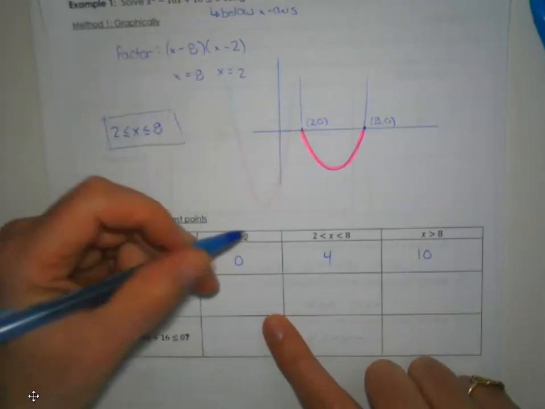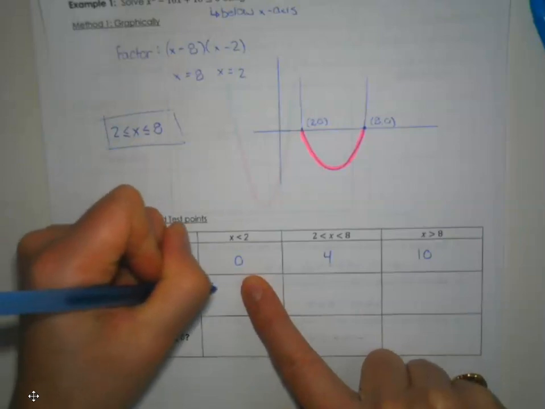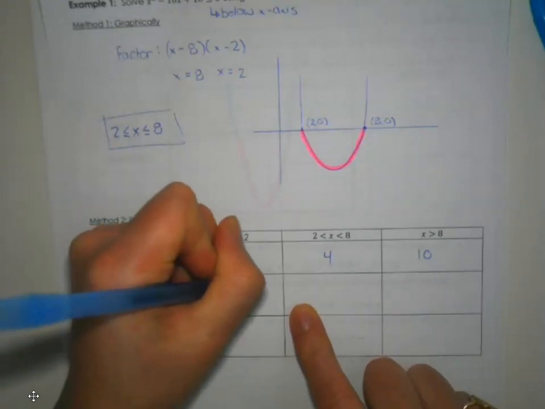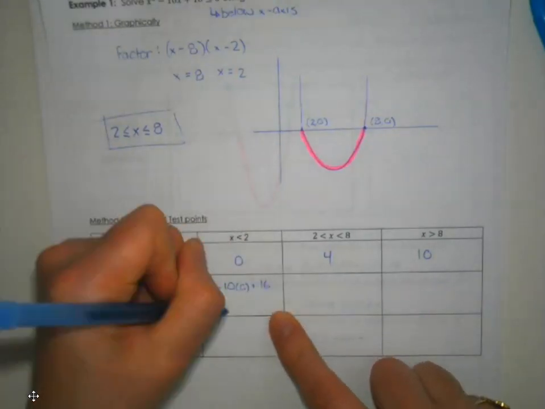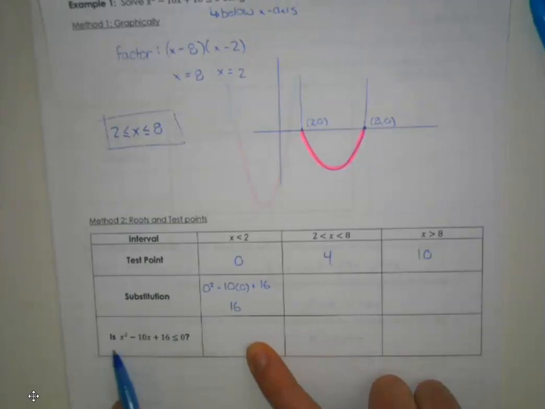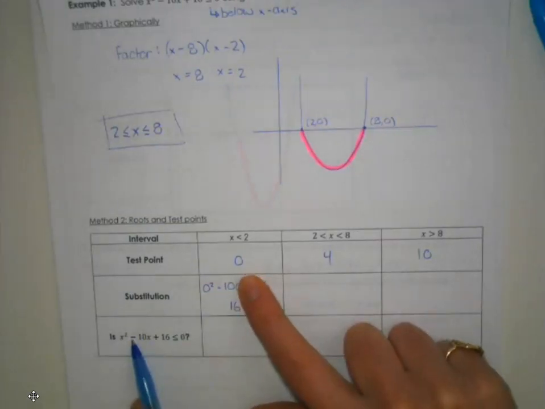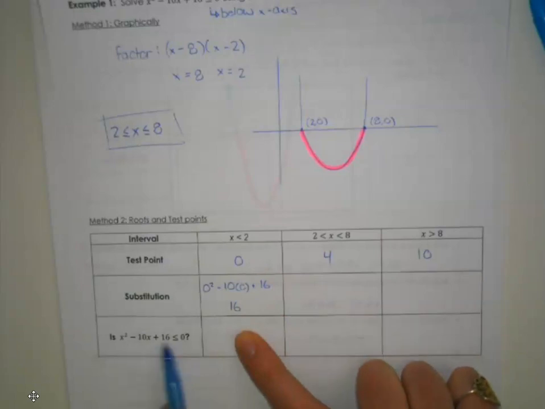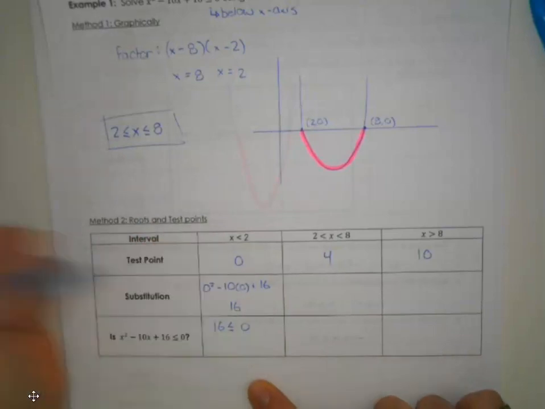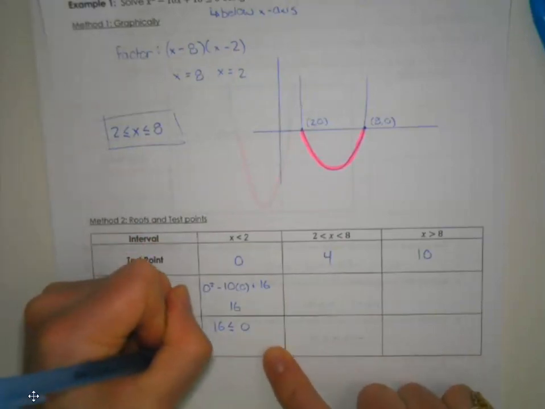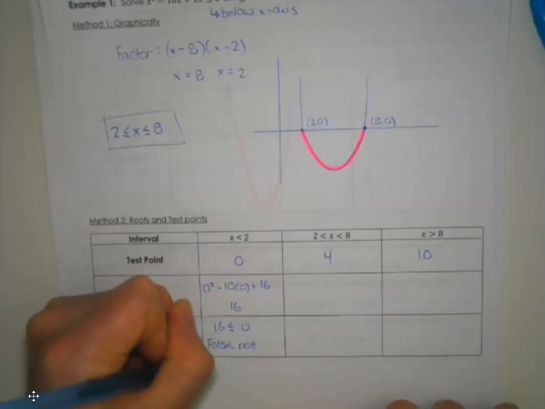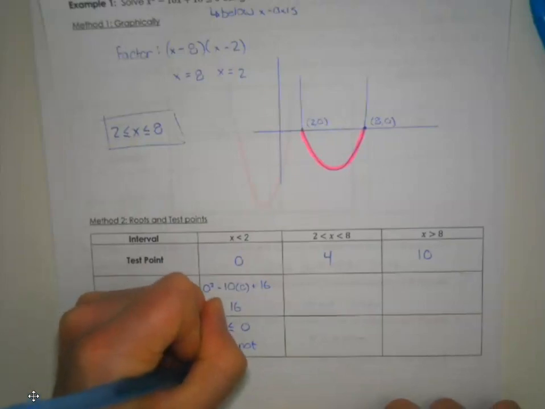So we are going to have x squared minus 10 times x plus 16. In this case, x was 0, so 0 squared minus 10 times 0 plus 16. 0 minus 0 is 0, plus 16 leaves us with 16. The last thing we want to do is figure out, when we substitute 0 into that equation, is it less than or equal to 0? So basically, is 16 less than or equal to 0? It's not, so we would say that this is false, so not part of the solution area.